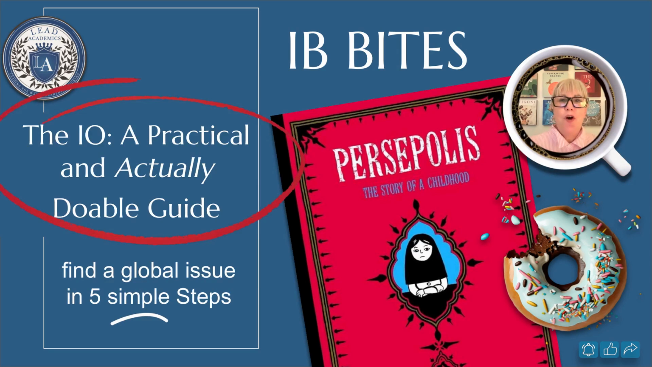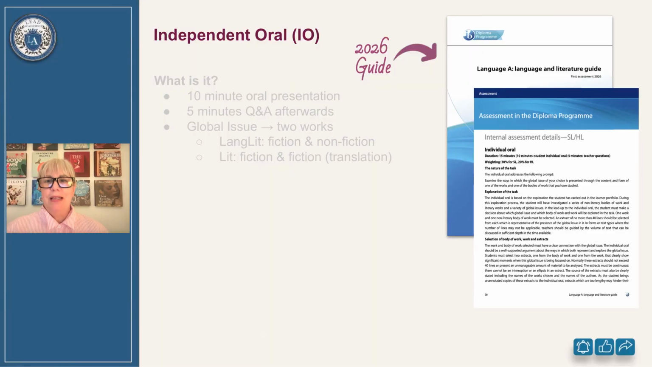Today's focus is on a practical and actually doable guide to the IO, or independent oral. I'm going to show you how to find a global issue in 5 simple steps. Before we do that, let's quickly go over the IO assessment component.